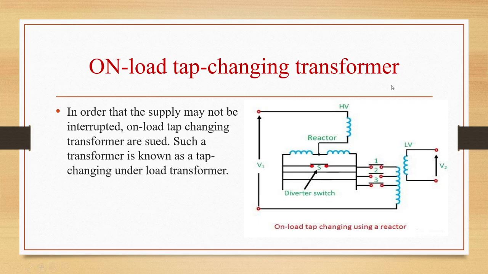This is the diagram of an on-load tap changing transformer using a reactor. Various tappings will be provided. LV is the low voltage, HV is the high voltage. This is the reactor. The diverter switch will be provided here.